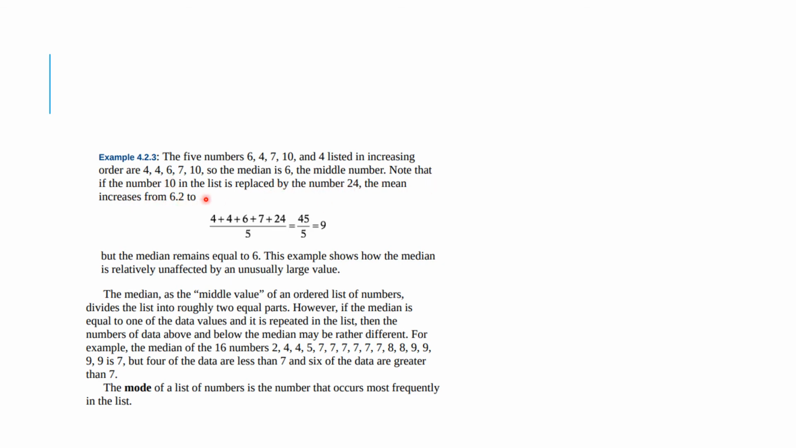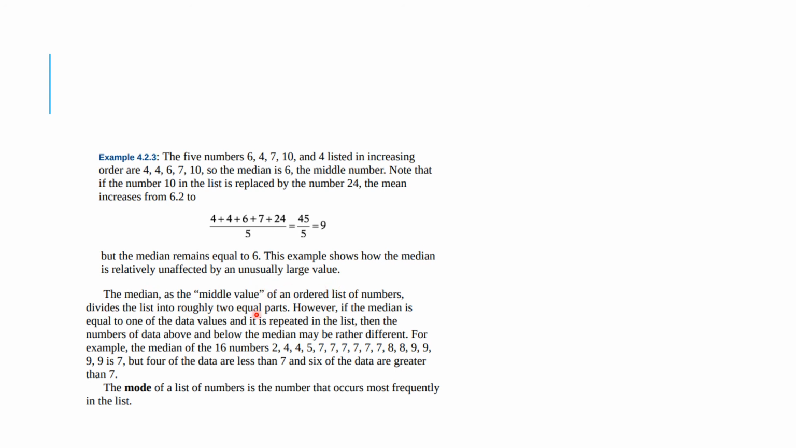Note that if the number 10 in the list is replaced by the number 24, the mean increases from 6.2 to (4 + 4 + 6 + 7 + 24) over 5. We have replaced 10 by 24. It's 45 over 5, that is 9. So the mean has changed from 6.2 to 9. But the median remains equal, which is 6. This example shows how the median is relatively unaffected by an unusually large value.